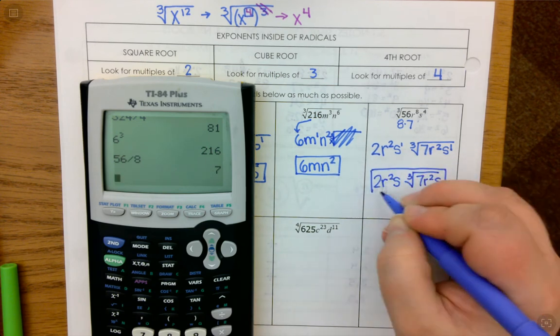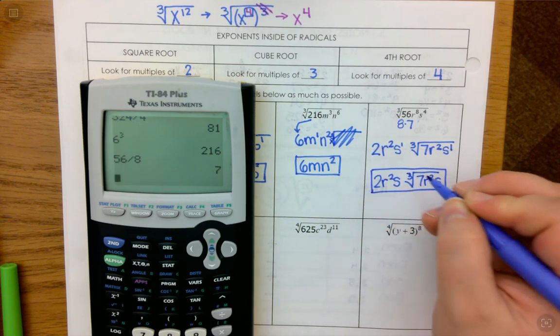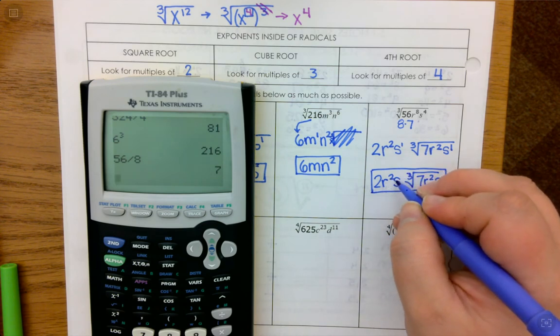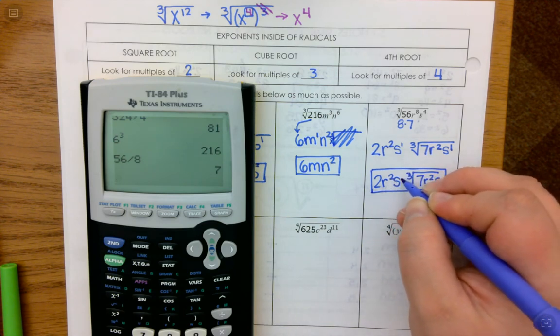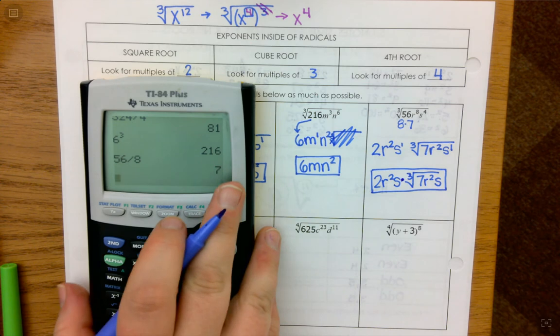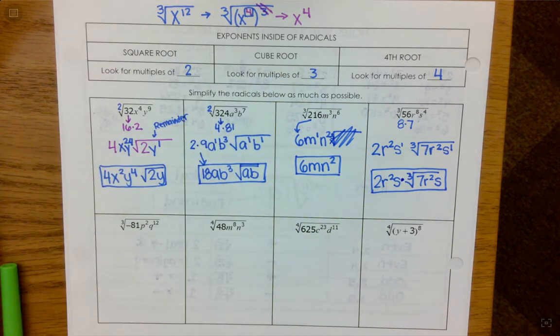And sometimes what some people will do to help them see the difference between the radical and this, so they don't think this is s to the third, is they'll put a multiplication dot right there, if you're having trouble reading your handwriting.